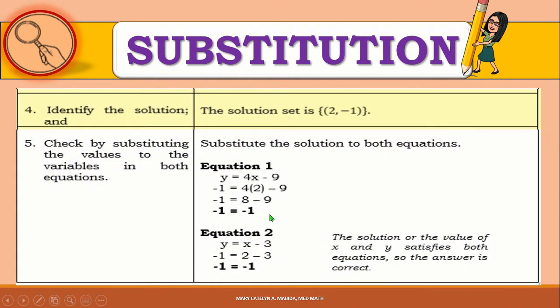Then we identify the solution, which is (2, -1), substituting it to both of our equations, and we were able to identify that the values of x and y both satisfy the equations. So the answer is correct.